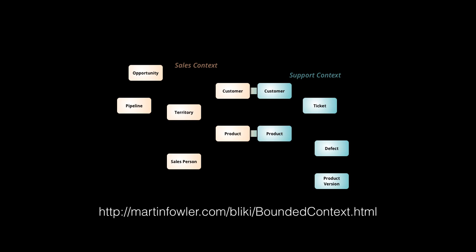You can see that in both of these worlds there is a concept of customer and a concept of product. They could be called differently. In this case they are called the same, but they represent the same concept in the whole world. However, they use different models, those are different domains here. So in the sales context, it's more about opportunity, pipeline, salesperson, while the support context is more about tickets, defects, submitting a defect, or explaining the product version.